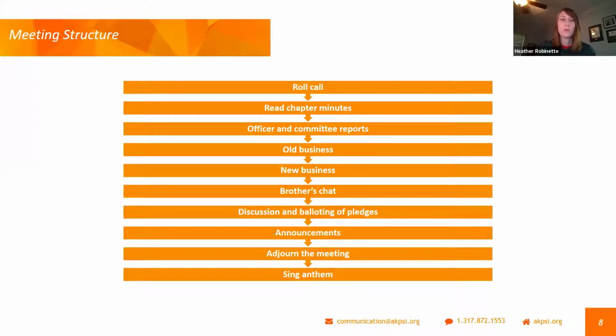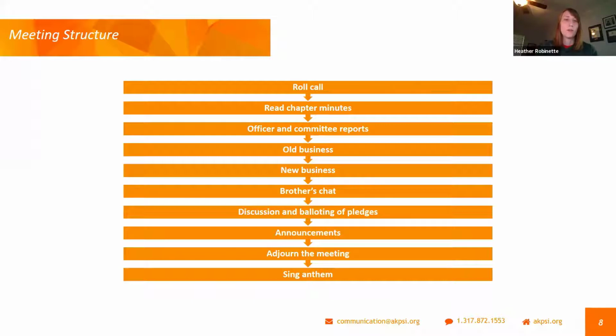From there, as Courtney mentioned earlier, you'll read the chapter minutes from the previous meeting. And then next would be officer and committees will provide their reports. Then you would go over any old business, open the floor for new business. Brothers chat is really meant to be a chance for any brothers that want to bring up anything that's going on in the chapter, going on with themselves, things like that.